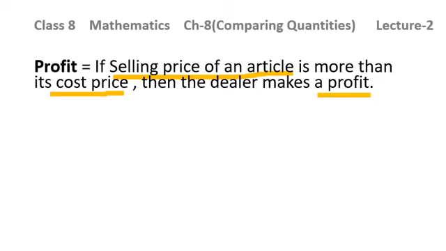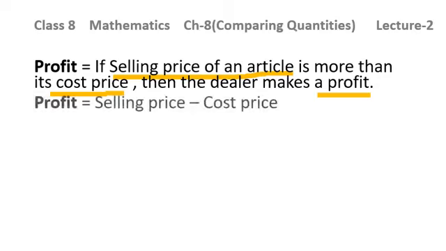For example, if you purchase an article for rupees 100 and you sell it to someone for rupees 120, then the selling price is more than the cost price. You have purchased the article for rupees 100 but sold it for rupees 120, so definitely you will have a profit. The profit will be 20 rupees. Simple as this. If the selling price of an article is more than its cost price, then the dealer makes a profit.